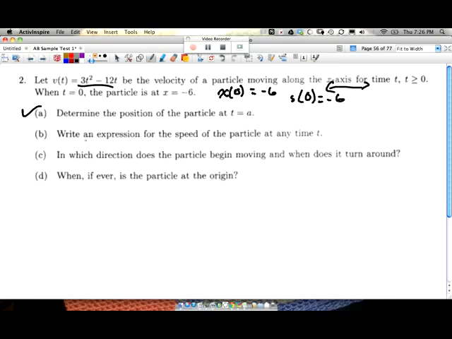We're going to determine the position. We're going to write an expression for the speed. We're going to say which direction the particle begins moving, and when it turns around. We got a lot going on here. When, if ever, is the particle at the origin? Remember, the origin is really that point 0, 0.